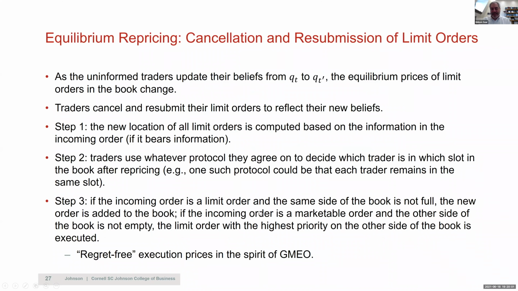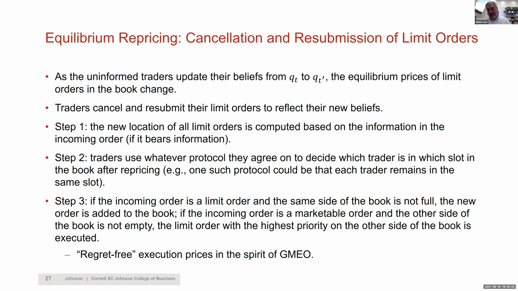So in some sense, the arrival rates are dependent on the state of the book, but the state of the book would change as orders arrive. It's in continuous time, but it's useful to think about them in steps. So first step, when an order arrives, everybody's recomputing their beliefs based on the orders. They're repositioning the orders, canceling and resubmitting.